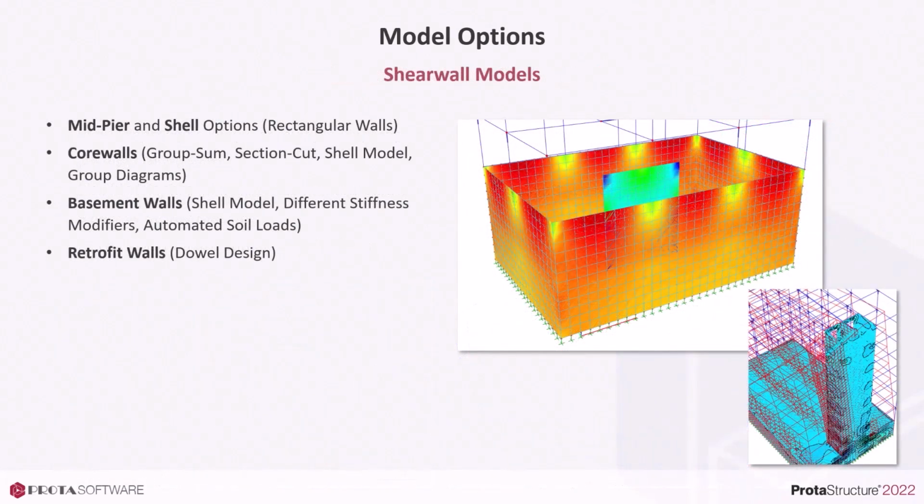Shear wall modeling is a crucial part of the structural analysis and design process. That's why we offer different options for shear walls. Rectangular walls can either be modeled with mid-pier or finite element shell elements. While the mid-pier option provides an economical and fast way to model regular continuous rectangular walls, it is limited when it comes to irregular discontinuous walls or core walls. Short walls, whose behavior is dominated by shear, must also be modeled with shell elements.